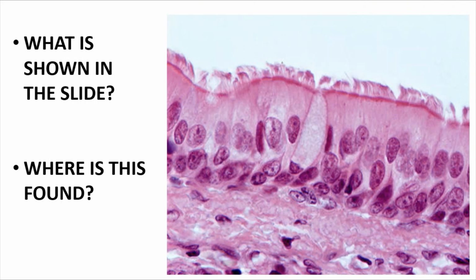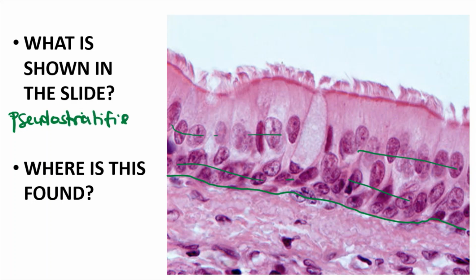All right, let's continue. What is shown in the slide? You can see that the nuclei of these cells are at different levels, but all the cells are touching the basement membrane. So this is pseudostratified. And you can see this projection here, which is cilia. So pseudostratified ciliated columnar epithelium.